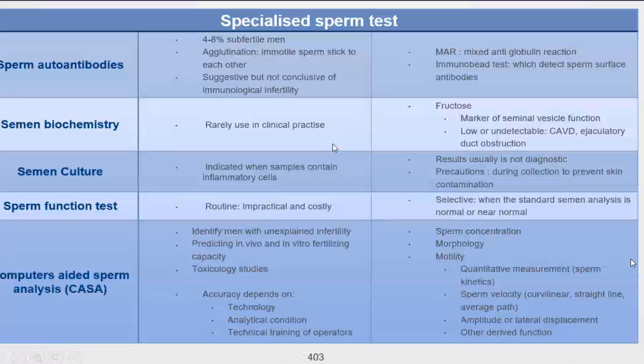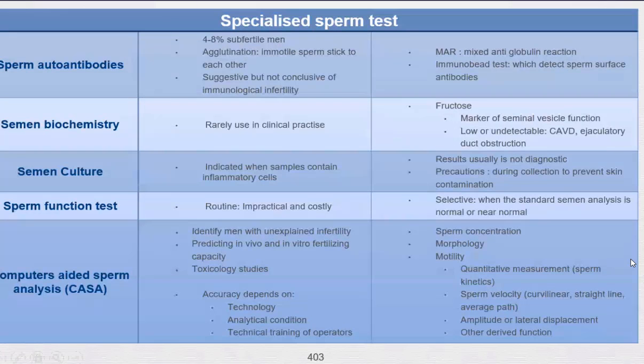So what about the other test, which is known as specialized sperm test? It is not routinely done. The first one is sperm autoantibodies, which is present in about 4 to 8% of subfertile men. What we can see is agglutination, whereby the immotile sperm will stick to each other. It is suggestive but not always conclusive of immunological infertility. So how do we test it? By using the immunobead test, which detects sperm surface antibodies, and also MAR, mixed antiglobulin reaction.